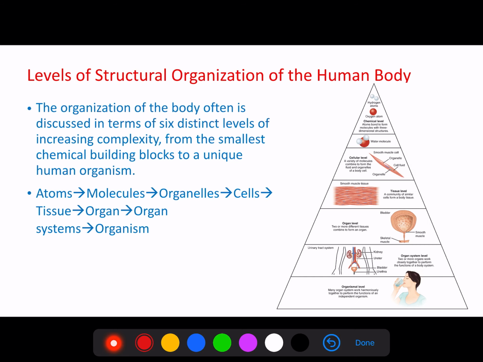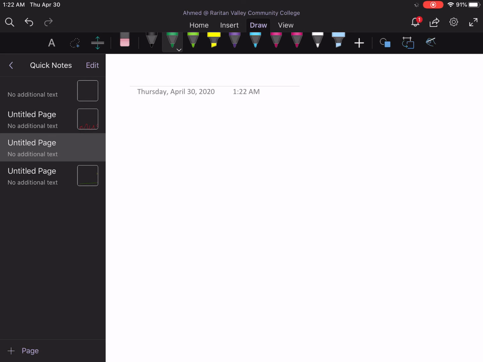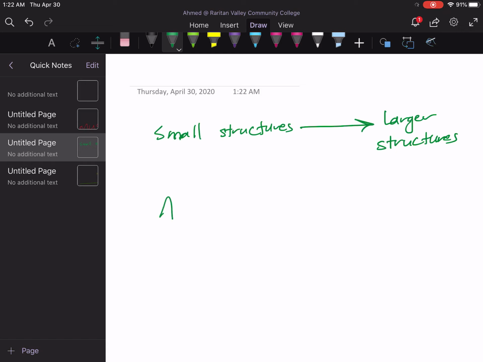Let's try to understand how the human body is organized. To understand this, we will use this page. We can think of the human body as made of small structures, and these small structures always come together to form larger structures. The tiniest structures we have are the atoms. Atoms are the building blocks of life.